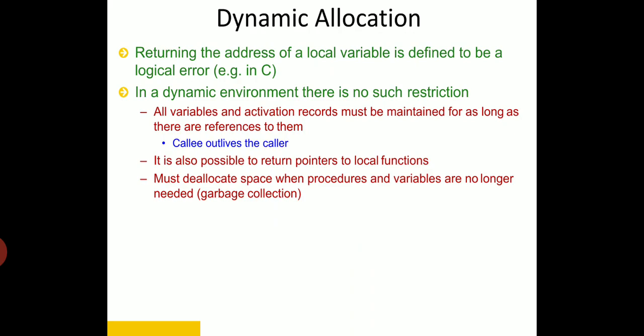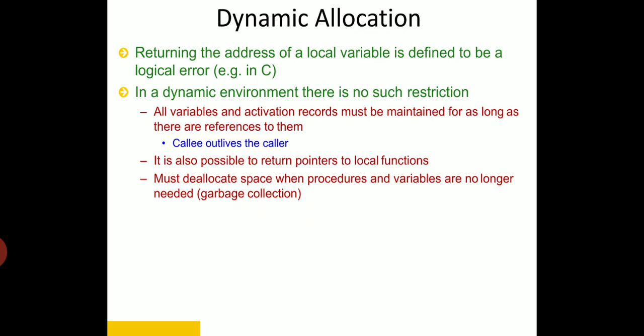Then dynamic allocation, that is the heap allocation. Returning the address of a local variable is defined to be a logical error in C. We cannot return the address of a local variable, but it is permitted if we are using dynamic allocation. In a dynamic environment, there is no such restriction. All variables and activation records must be maintained for as long as there are references to them. So it is possible to return pointers to local functions. That is made possible with the help of this dynamic environment.